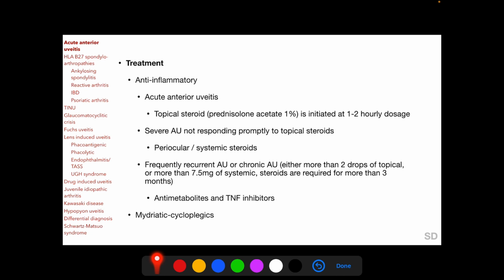Mydriatic cycloplegics are required to relieve pain and photophobia from ciliary spasm, to break already existing posterior synechiae, to prevent development of new posterior synechiae, and to allow visualization of the posterior segment. It is important to remember that short-acting mydriatic cycloplegics are preferred because they help to keep the iris mobile.